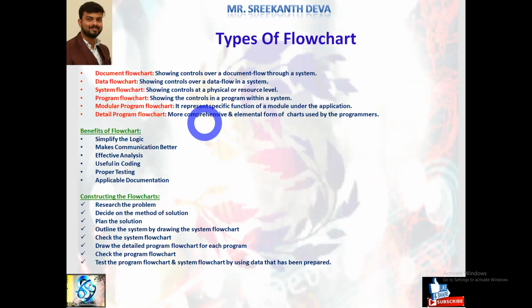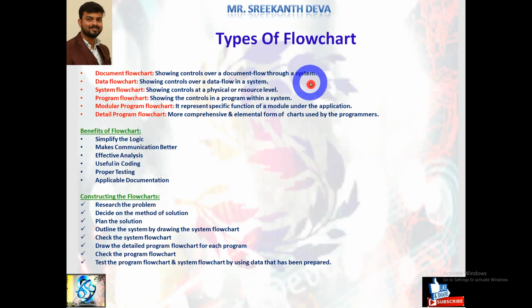Here, there are various types of flowcharts, like document flowcharts, data flowcharts, system flowcharts, program flowcharts, modular program flowcharts, detailed program flowcharts, like that. Majorly, the system flowchart expresses the structure and relationship of a system in the form of a flowchart. It describes the major operations, both manual and computer, data flow and the files used in the processing, and the flow of processing control. It shows controls at a physical or resource level.